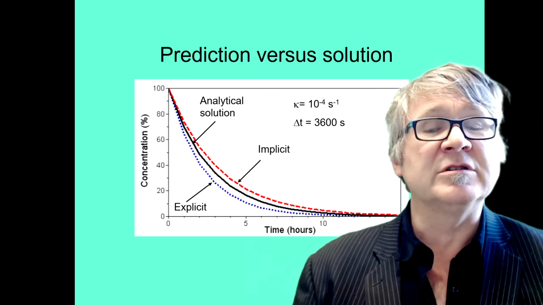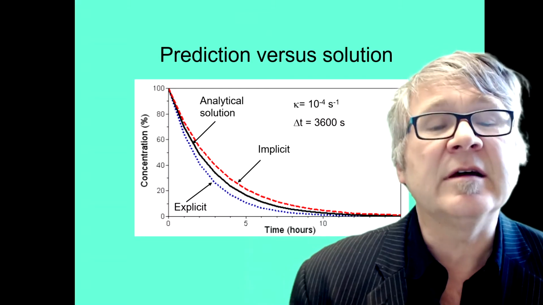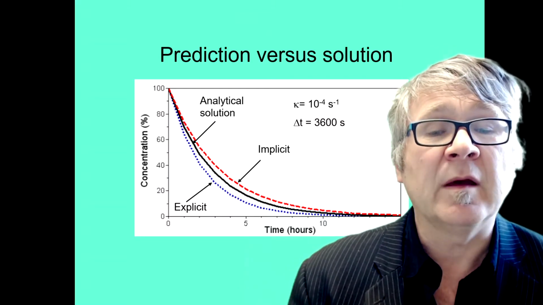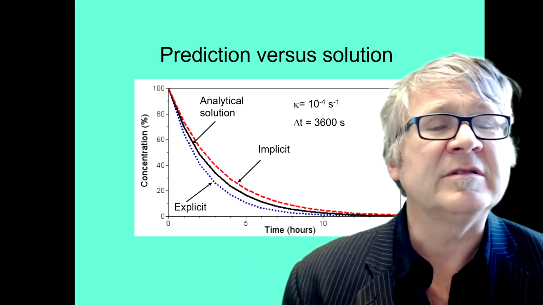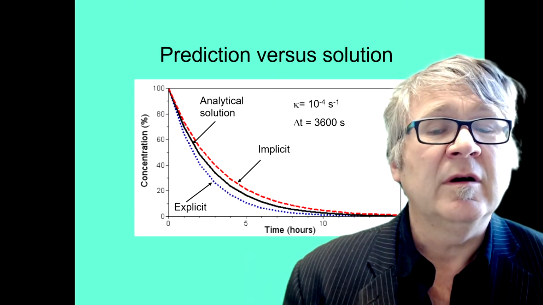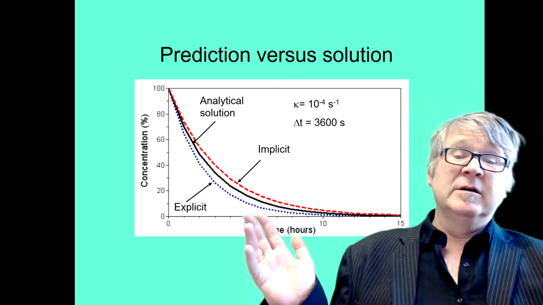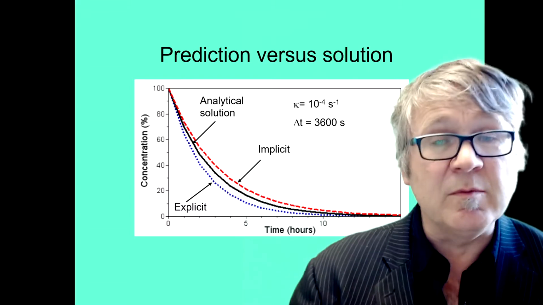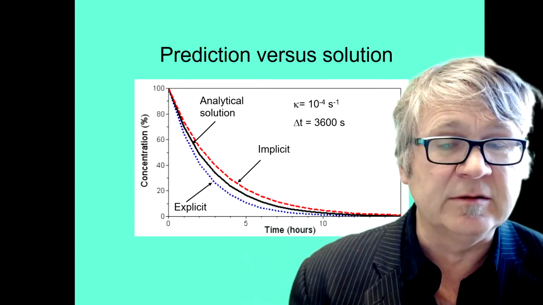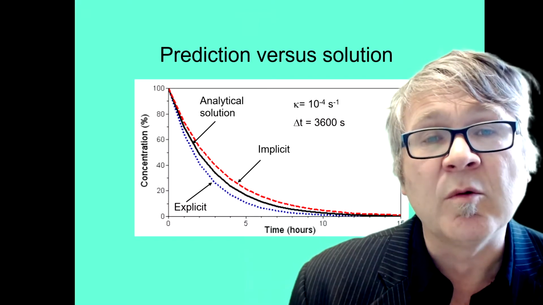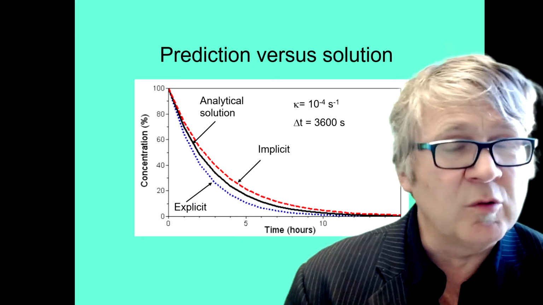And I show you solutions for the explicit and the implicit scheme using a time step of 1 hour. Okay, the time step is written here, it's 1 hour, and the kappa constant is given here too. Okay, and this is what happens now. Now you'll be surprised that the explicit scheme always under predicts the concentration, and the implicit scheme always over predicts the concentration, always a little bit ahead.